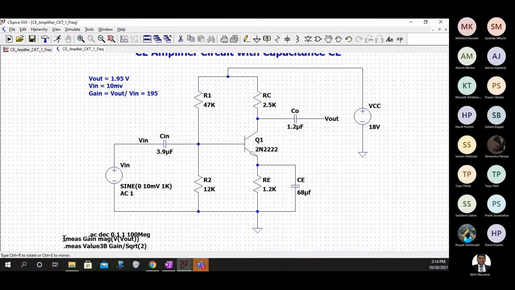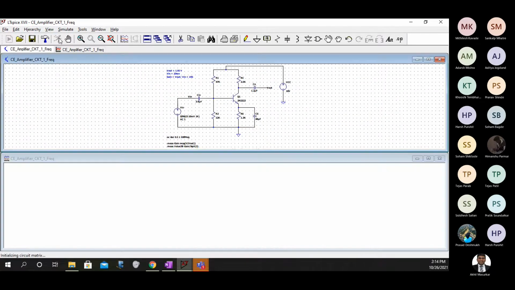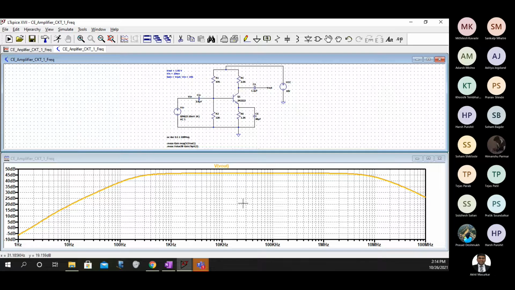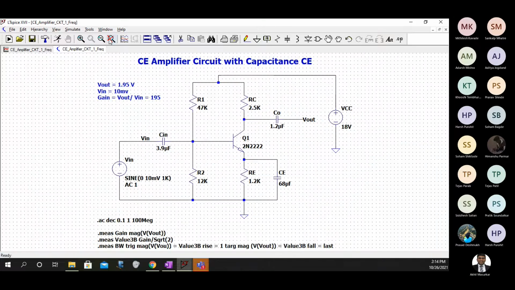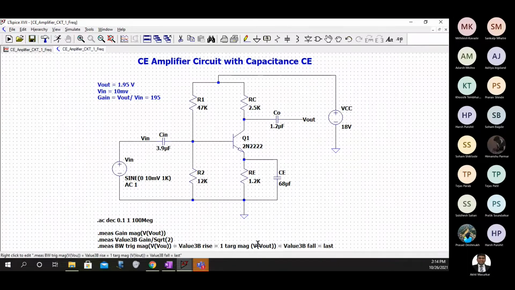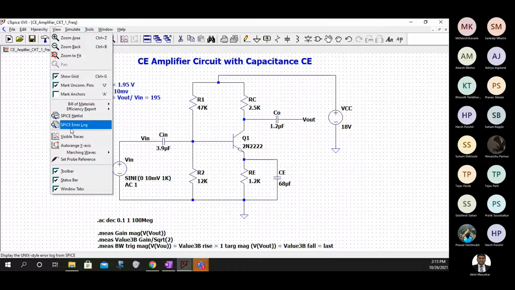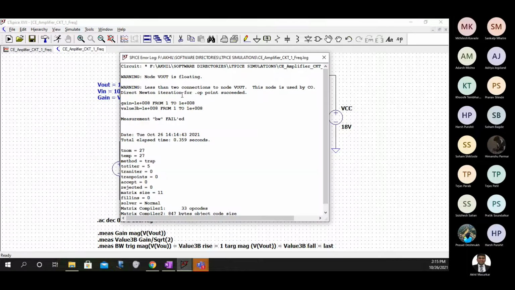So this is the command that we will put and we will simulate. So again it simulates, that means everything is proper. One minute, I will show you the command. And here in Spice we will go to view and we will see the error log.